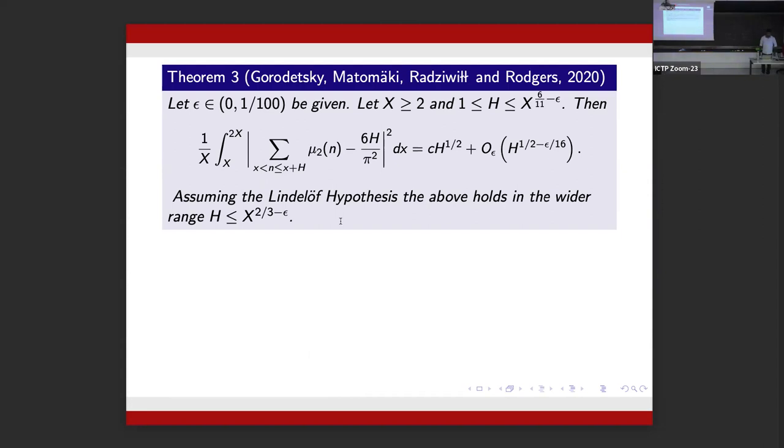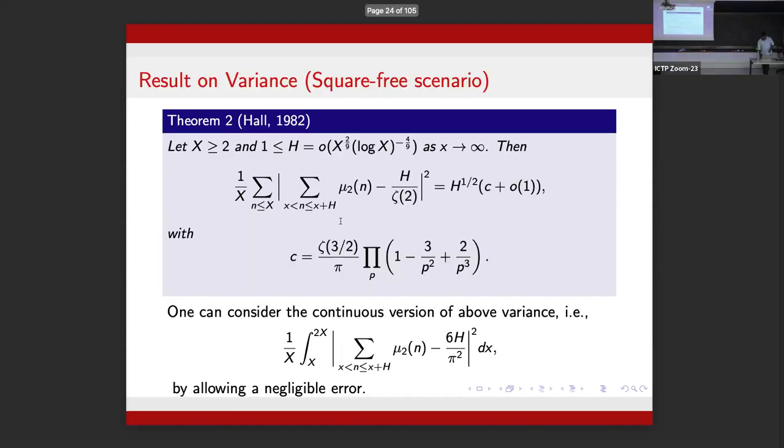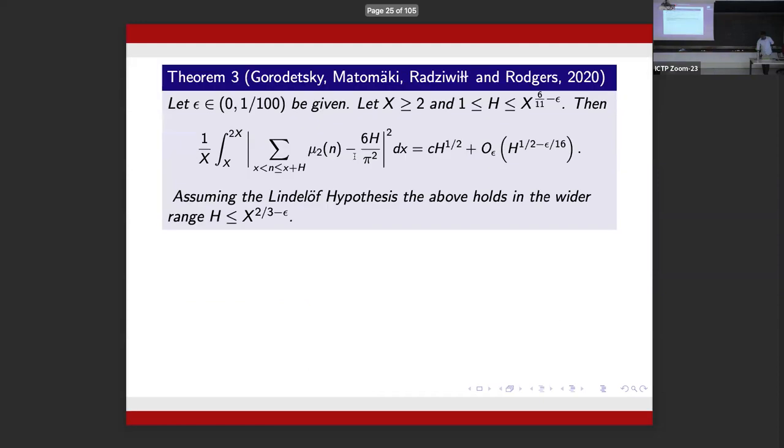They consider this and stretch the exponent of the short interval. From the previous result, Hall's result, it's like 2/9 minus epsilon. Then they improved it up to 6/11, so this is 6/11, about 0.5454. This is the case for k equal to 2, I mean, the square-free number case.